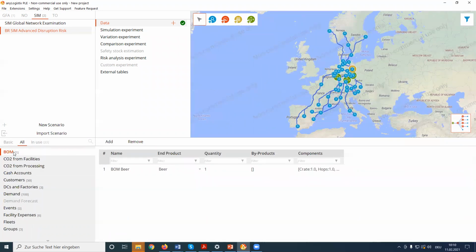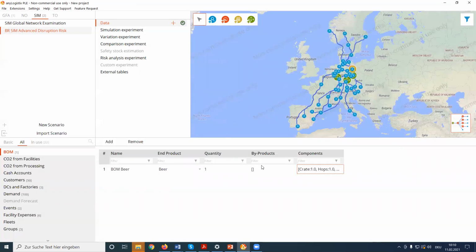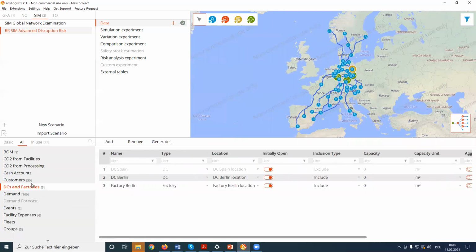First of all, we introduce the bill of materials for this supply chain. The final product is beer, and we have three components, crate, hops, and malt, coming from three suppliers located in Germany. The supply chain has 50 customers located across different countries in Europe. There is one distribution center in Berlin and one factory in Berlin. We do not consider any capacity limitations. Of course, they can be included.